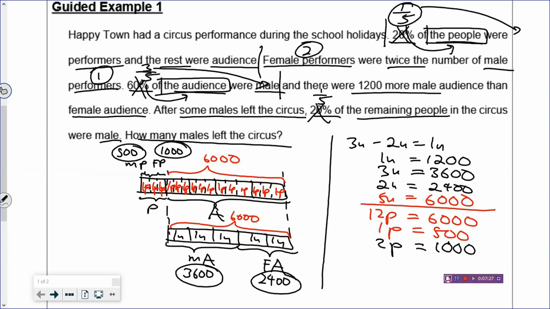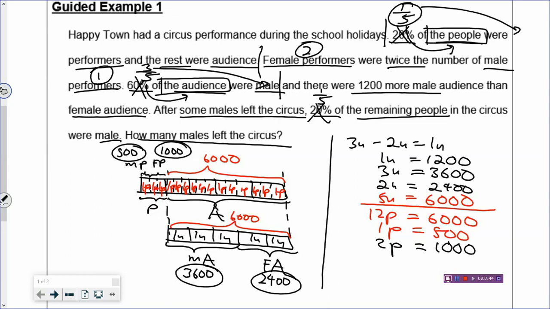Alright, now you can see that you have all the important numbers. Right, so let's recap. Male audience, 3600. Female audience, you have 2400. The male performers, you have 500. And the female performers, you have 1000. Alright? Okay, now we can solve already.